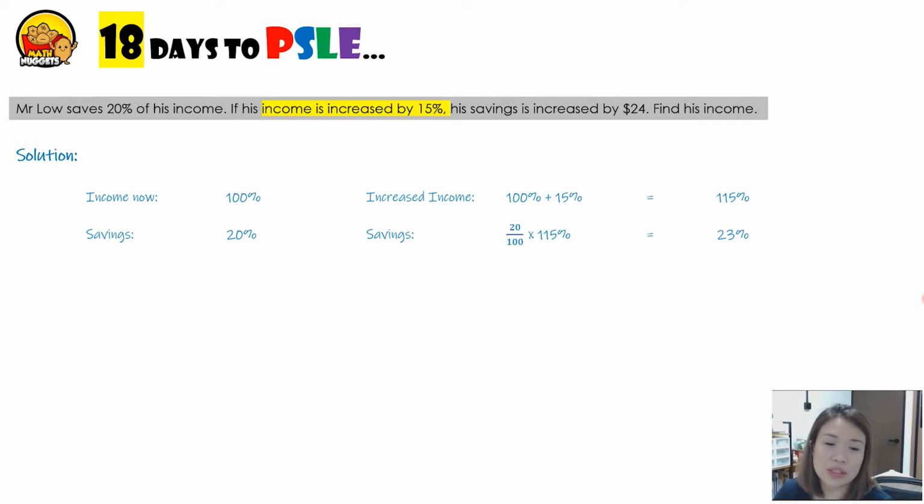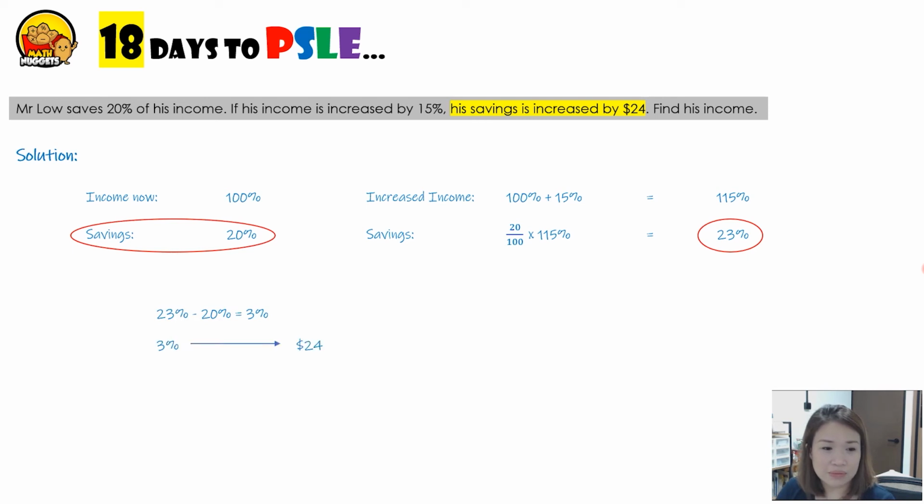20%, which is 20 out of 100, times 115, his new income, we get 23%. This tells us that if his income is 115%, he saves 23%. Okay, so if you notice, there's an increase of 3% there, right? His savings increased by $24. So that 3% would be the $24. So 1% would be $8.